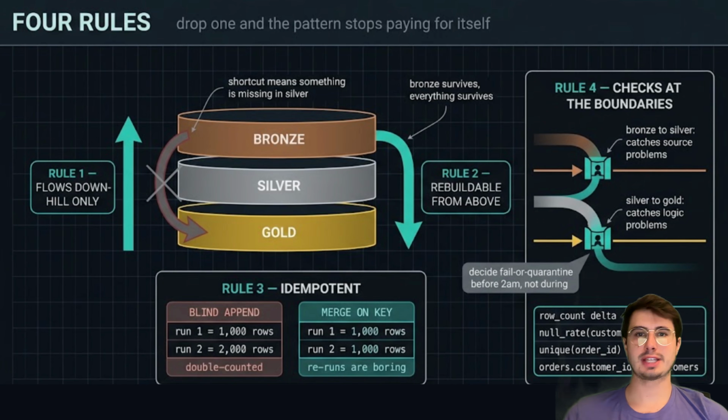And then rule 4 is that quality checks live at the layer boundaries. Check on the way into silver, which catches source problems, and check on the way into gold, which catches logic problems. Row counts, null rates on key columns, uniqueness on primary keys, referential checks between tables, and decide ahead of time whether a failed check means that stops the pipeline or quarantines the bad rows and keeps going, because deciding that during an incident at 2 a.m. is inviting trouble and bad decisions.